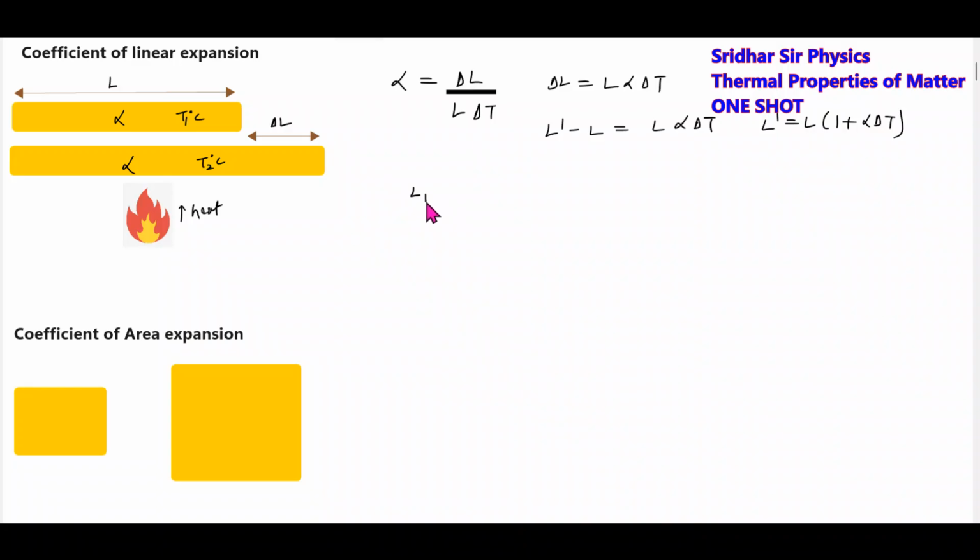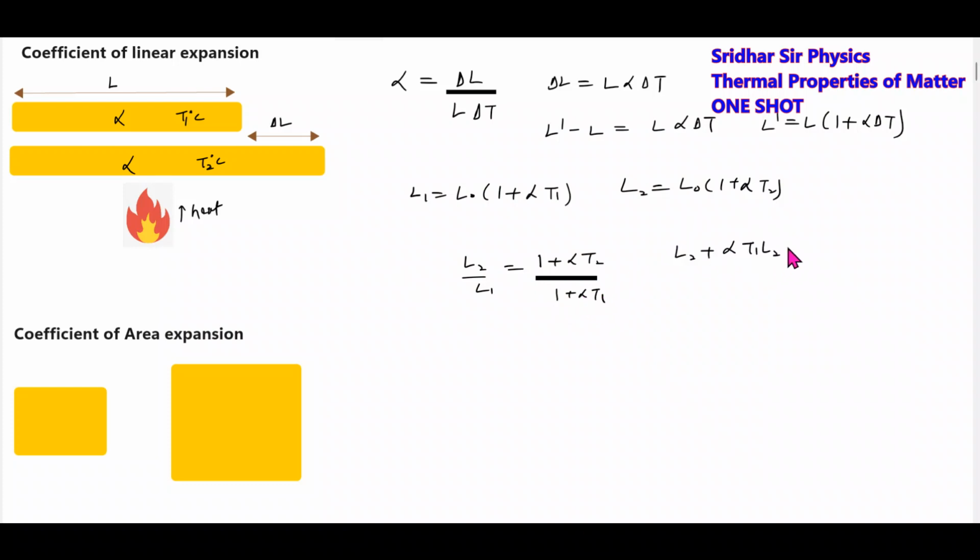Then suppose it has length L1 at temperature T1, and length L2 at temperature T2. L0 is the length at 0 degrees Celsius. Then we can divide these two: L2 by L1 equals 1 plus alpha T2 over 1 plus alpha T1, so L2 plus alpha T1 L2 equals L1 plus alpha T2 L1. Now we can express it as L2 minus L1 equals alpha times (T2 L1 minus T1 L2), or L2 equals L1 times 1 plus alpha. I have to simplify for L2.